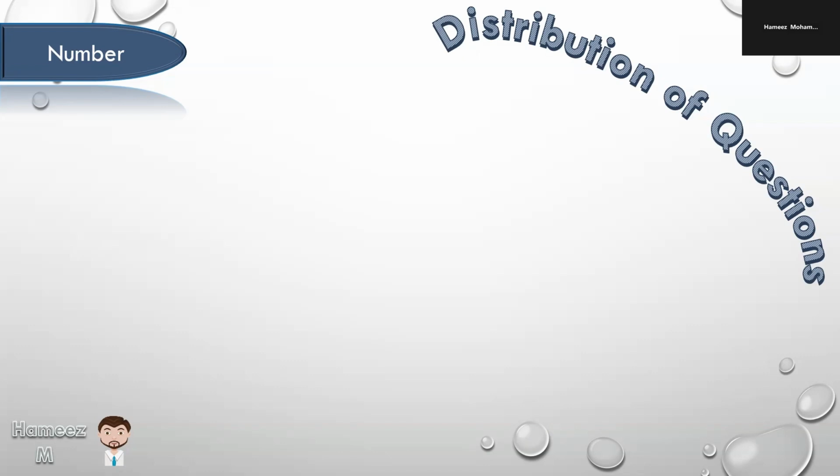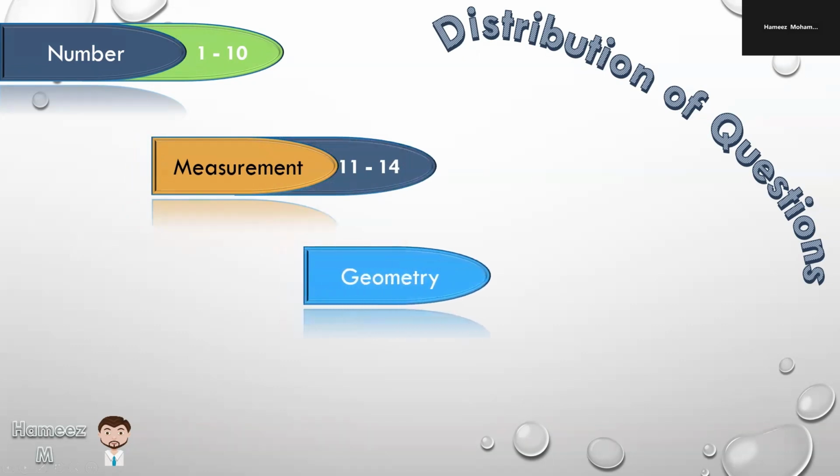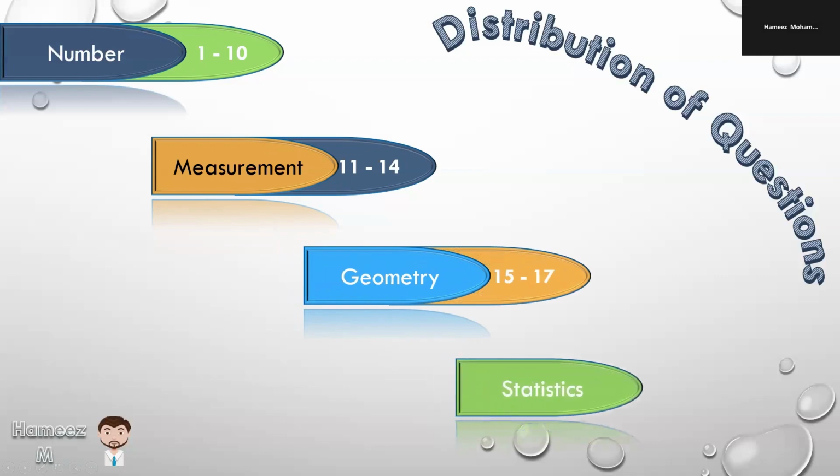So out of this section 1's 20 questions, half of the questions, numbers 1 to 10, will be on number. And then on measurement, we'll get the next 4 questions, from 11 to 14. And then from there, we will be going on to geometry, which has 3 questions, and statistics, which takes up the last 3 questions as well. So that would cover all 20 questions.